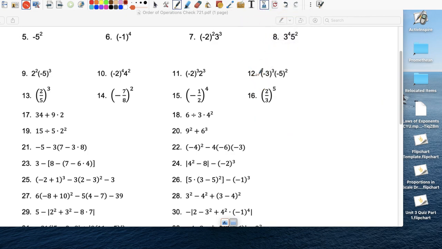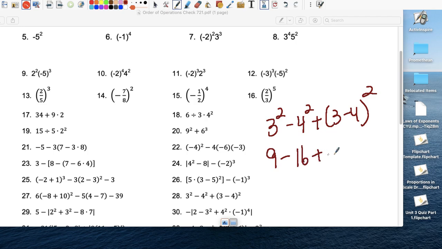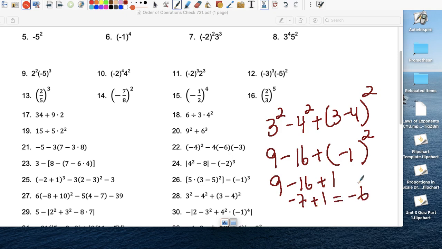I have no idea which one I just did. Oh yeah, 28, 3 squared minus 4 squared plus 3 minus 4 to the second power. Okay, 3 squared is 9, 4 squared is 16, plus, let's see, negative 1 to the second power, right? So again, copy, and then negative 1 to the second power is just 1, positive. 9 minus 16 is negative 7, so again, we can write that like this, and then plus 1, final answer, negative 6.